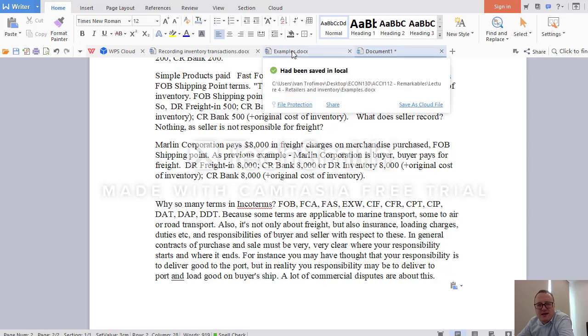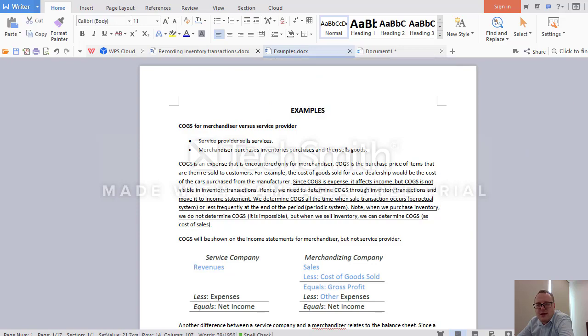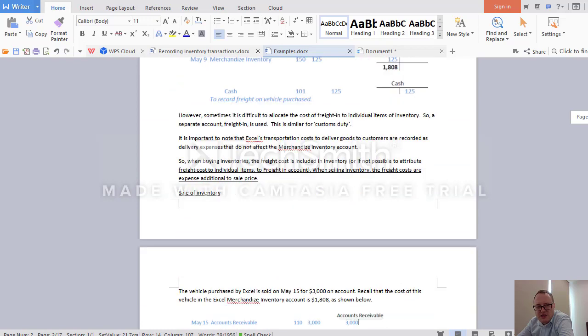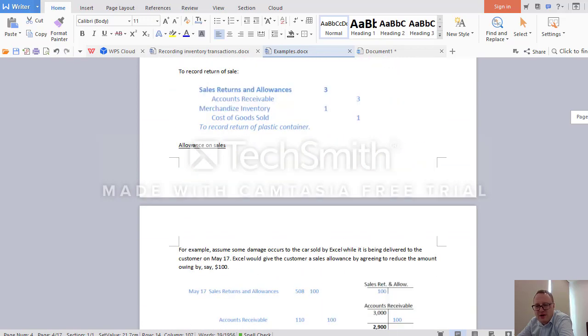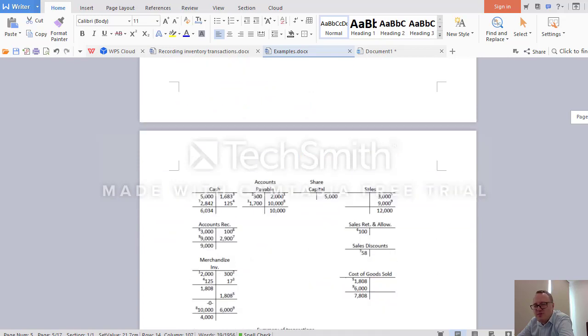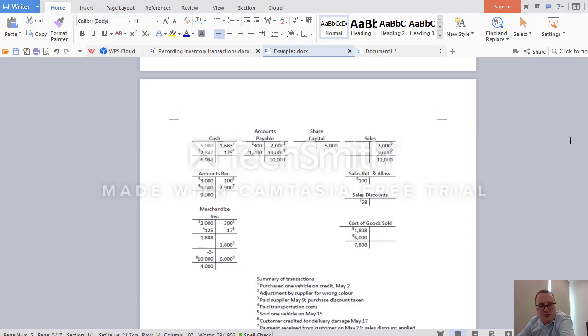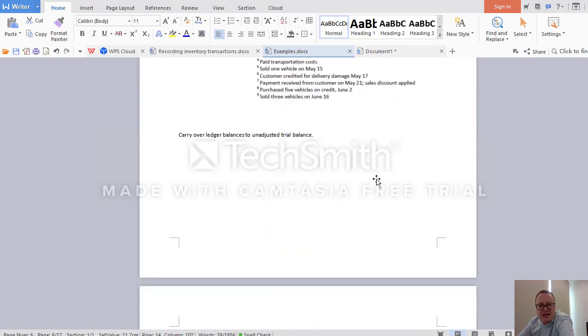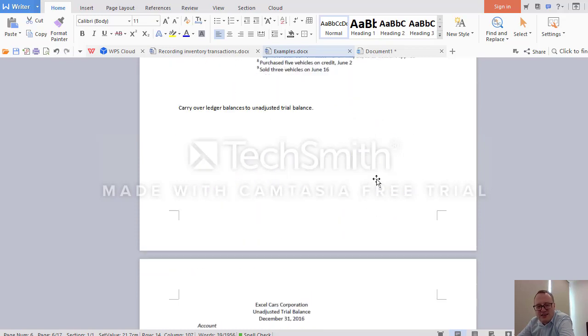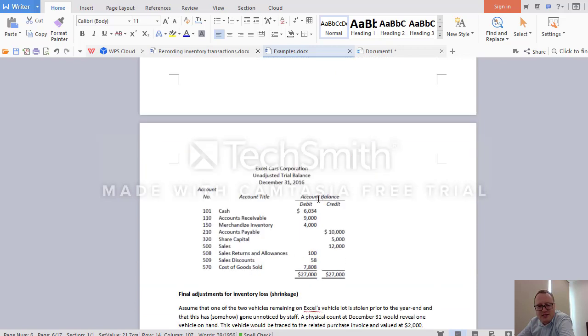Then let's look further regarding inventories. So you will record all the inventory transactions properly. Let's talk about the perpetual inventory system. So you will record all of them, you will populate the ledgers. So you will have the ledgers looking like that. Then using these ledgers you can prepare the unadjusted trial balance. It will include merchandise inventory and COGS.